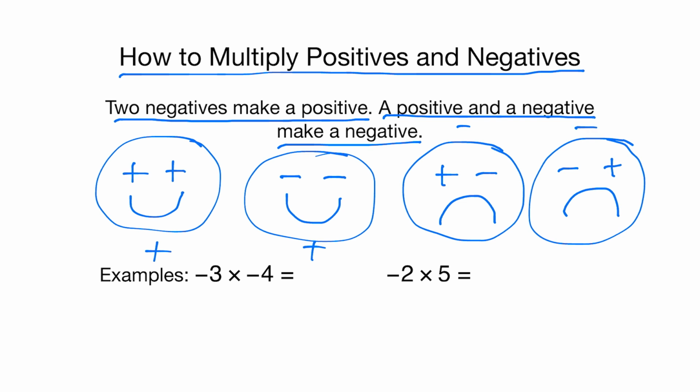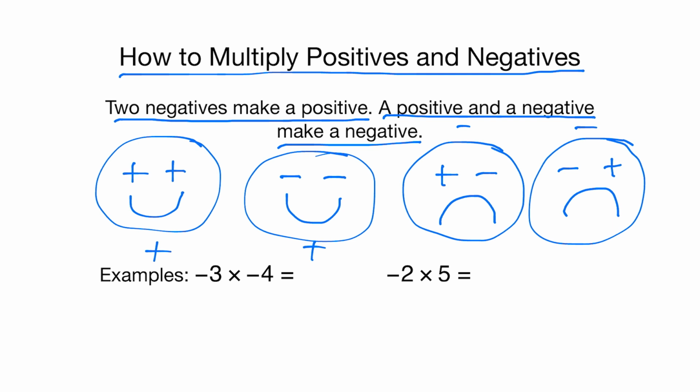Okay, all the way awake, happy. That's positive. All the way asleep, that's positive. One eye open, one eye closed, that's negative. Okay, so let's look at some examples. We have -3 times -4. So those are two negatives, so we know our answer is going to be positive.